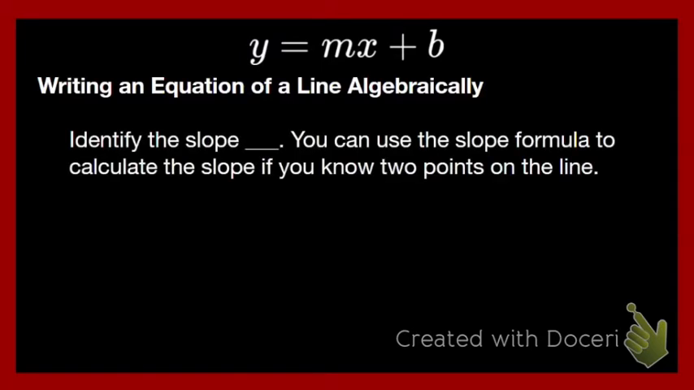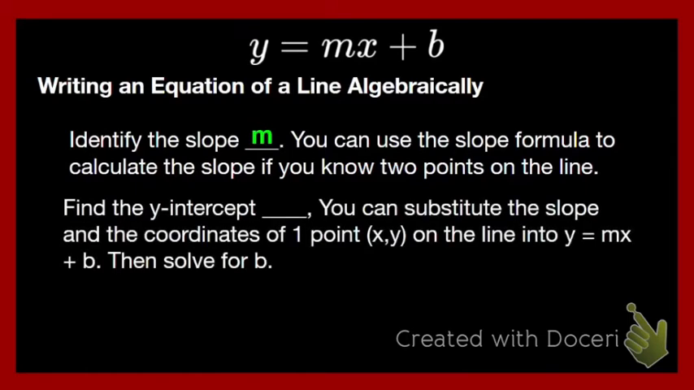But the first step that we have to do in order to write it algebraically is to identify the m, the slope. We can use the slope formula, where it's y2 minus y1 over x2 minus x1, or we can use the little mini tables in order for us to find slope with 2 points. After we do that, we have to find the y-intercept, which is the b. Now this is going to be the hardest step because we have to take the slope and substitute the slope and the coordinates of one of those points into y equals mx plus b, and solve for the b.